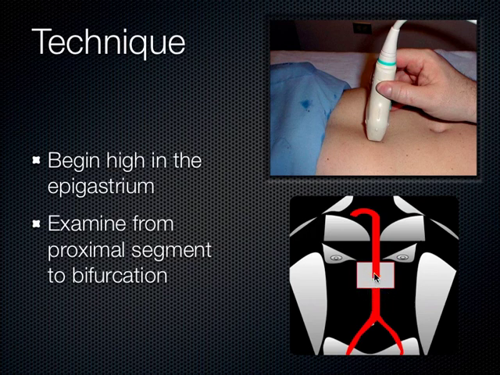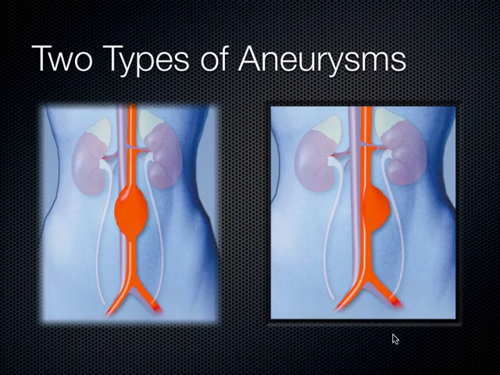I push down really hard, and I drag the probe inferiorly until the aorta bifurcates into the iliacs. There's two types of aneurysms. One is a concentrically dilated type called a fusiform, and the other one is like a sac. It comes off the side of the aorta. Now let me ask you this. If you could use either a sagittal view or a transverse view, which one would pick up both types of aneurysms?